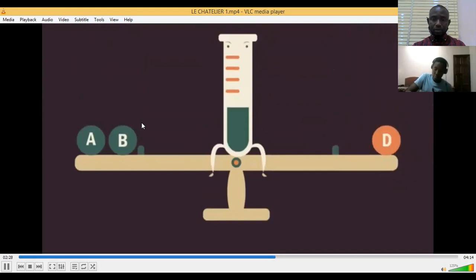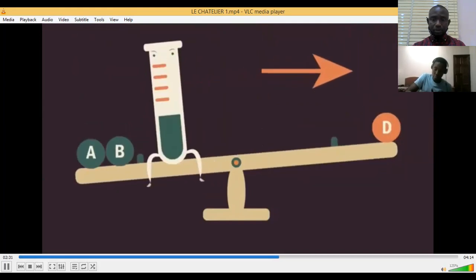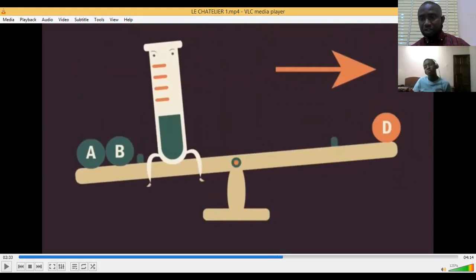When concentration decreases, equilibrium shifts to the same side of the reaction. Please write that. When concentration decreases, equilibrium shifts to the same side of the reaction.